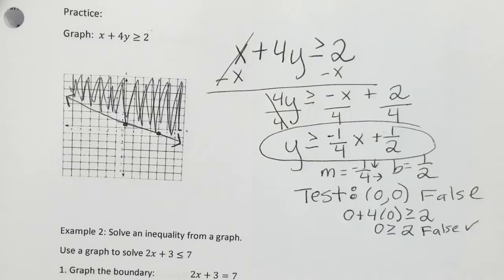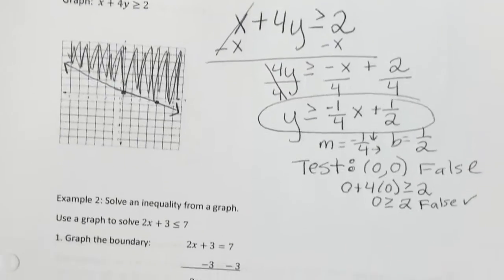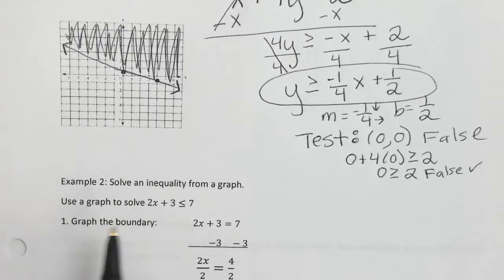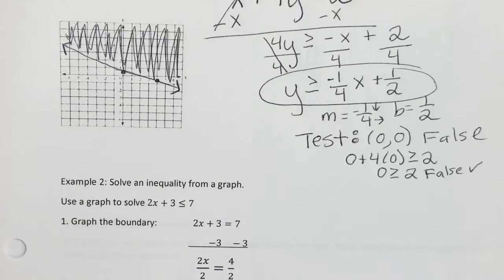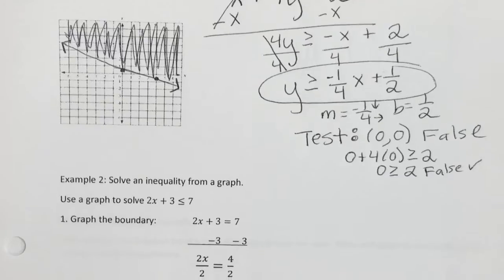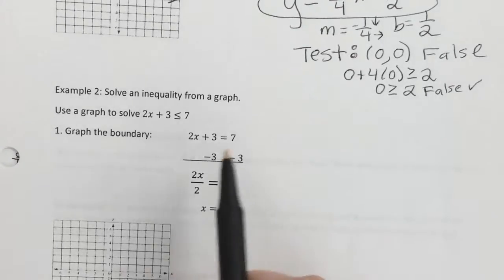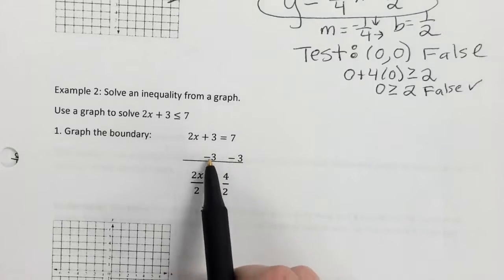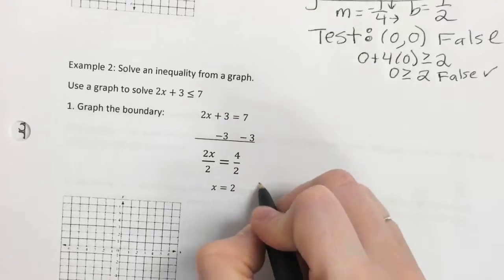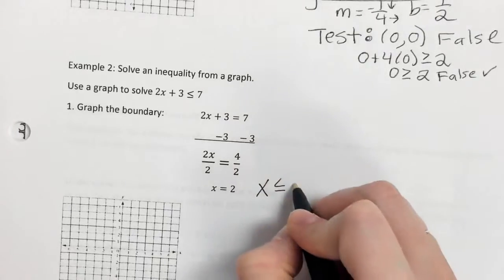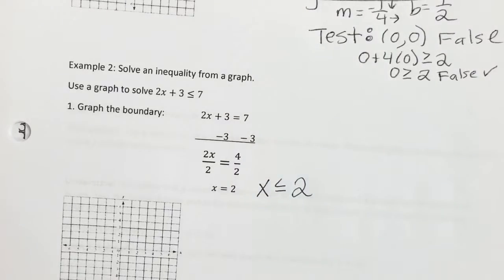Okay, so the next problem is really similar to something you've done before. What is different about example 2 right here? Yeah, there's no y. So that means we can't really get it in slope-intercept form. You just want to isolate the variable that's there. So this is already done for you. They isolated the x. And so we get x is less than or equal to 2.